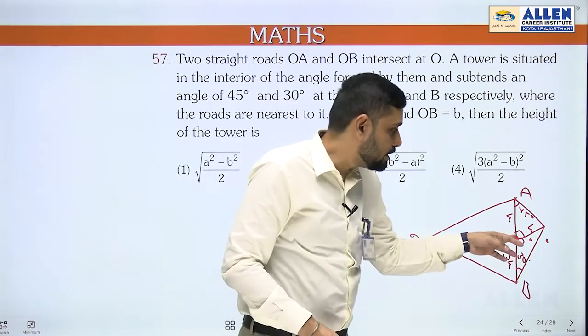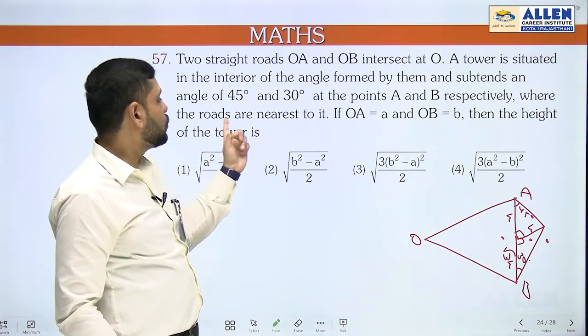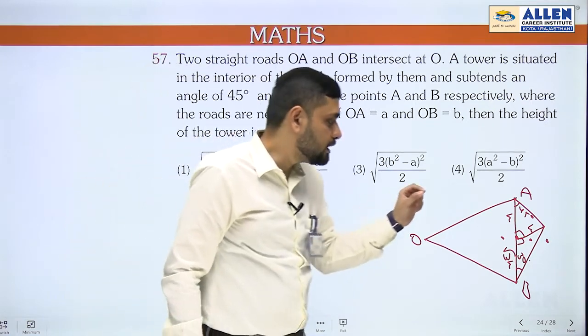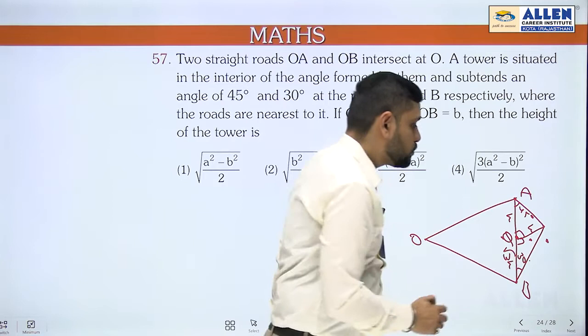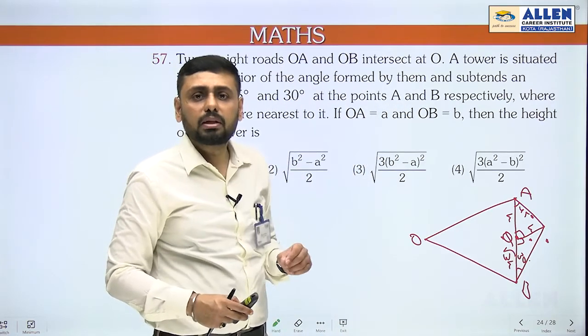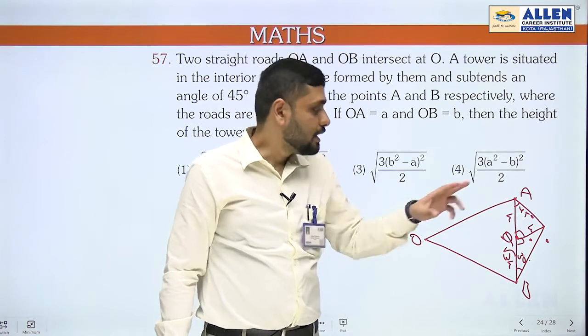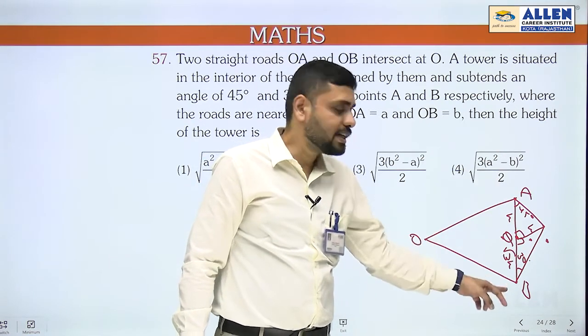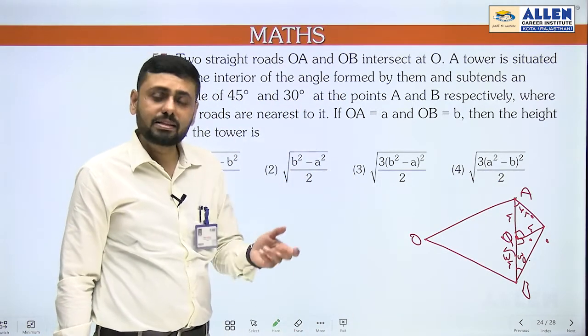Why can this be one figure? Because what is given is where the roads are nearest to it. We need to take the point such that, suppose we take this point as Q, this point, that is the base of the tower, will be nearest to A and B. So one option is that all these 3 points, that is A, Q and B, are in a straight line. This is the one option.